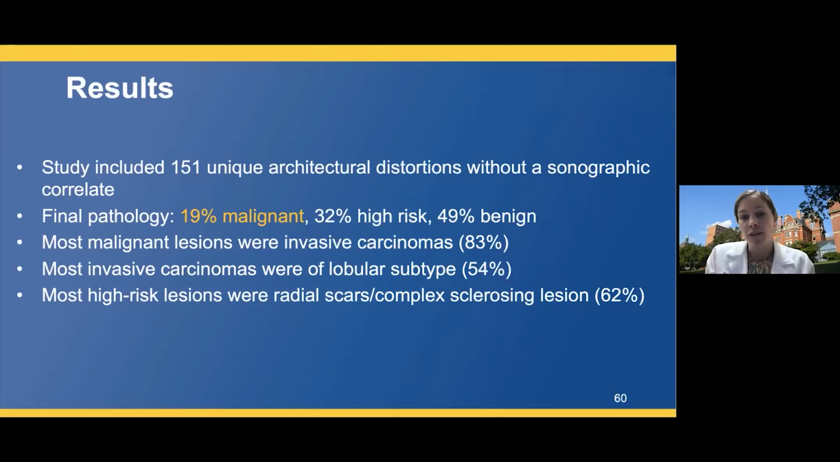And interestingly, most of the invasive carcinomas were lobular, which is overall much less common than ductal, which is the most common type of invasive breast cancer. The high-risk lesions most often represented radial scars or complex sclerosing lesions. And I think this just emphasizes that we really want to make sure that these distortions, even if they don't have a sonographic correlate, are biopsied, since 19% of them represented malignancies and another 32% represented high-risk lesions.